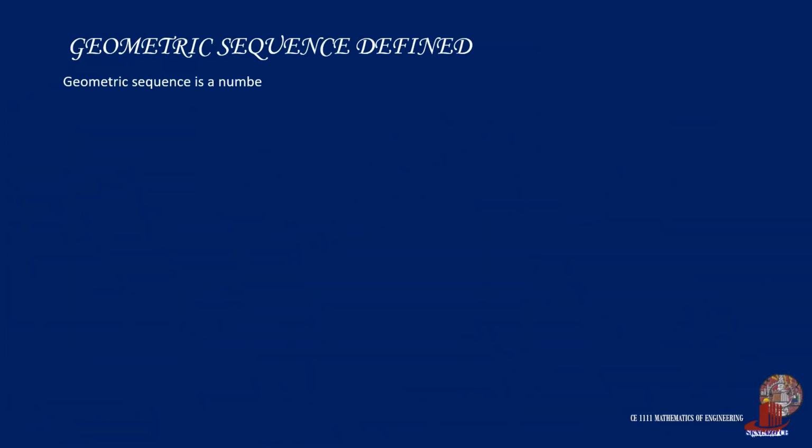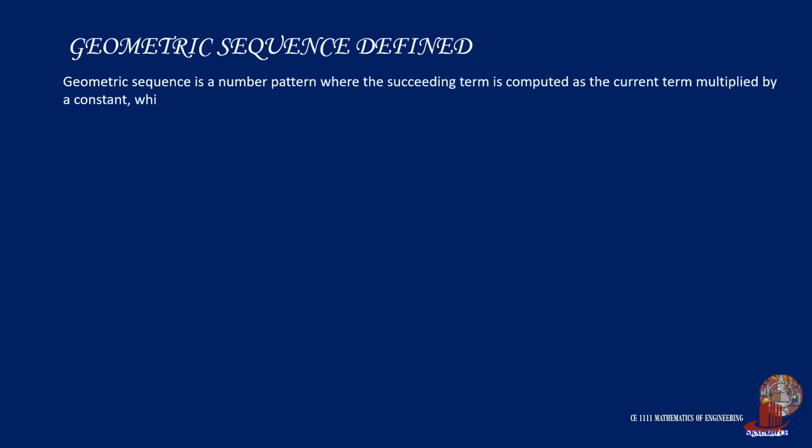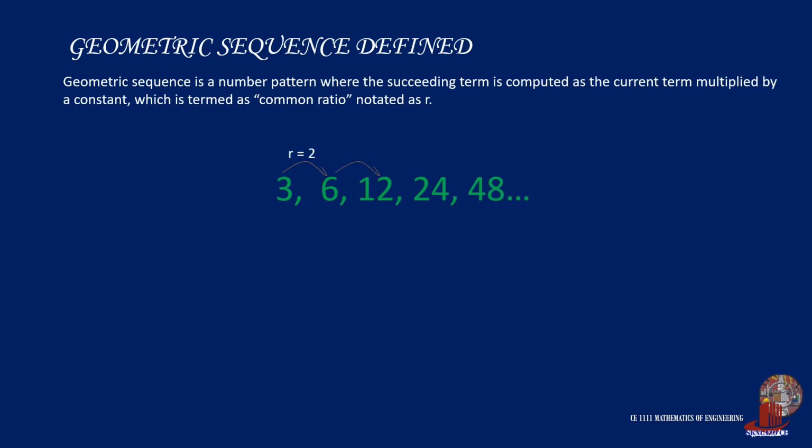In geometric sequence, the next term is generated by multiplying a constant to the current term. Such constant is called common ratio. For the first sequence, 6, or the second term, is computed by multiplying 2 to 3. The procedure continues to the third term, which is the common ratio 2 multiplied by the second term 6.